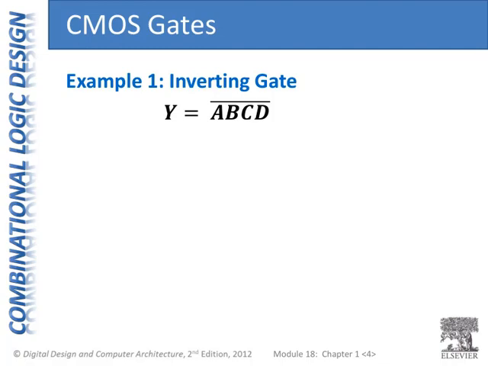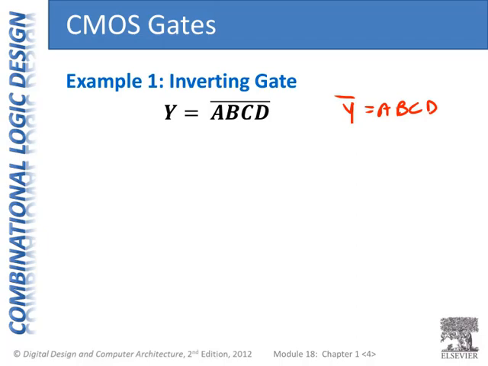So here's an example gate. Let's suppose we have this inverting gate, where Y equals some expression that's inverted. This is called an inverting gate, and we know that this is the 4-input NAND function. Probably the easiest way to do this, because of the way it's written, is to write Y bar equals A and B and C and D, and to build the NMOS network.